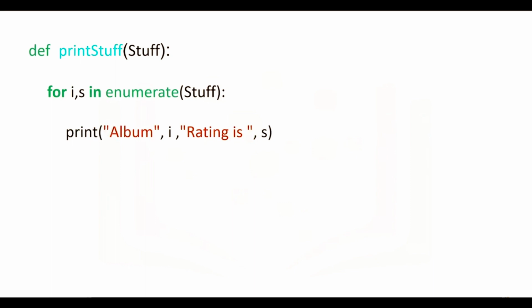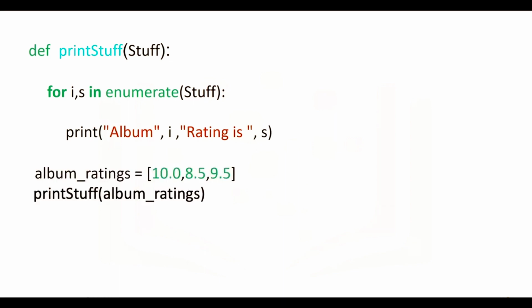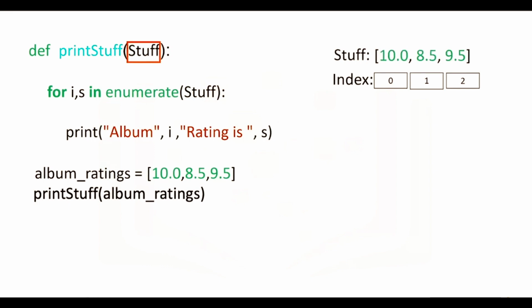We can use loops in functions. This function prints out the values and indexes of a list or tuple. We call the function with the list album ratings as an input. Let's display the list on the right with its corresponding index.